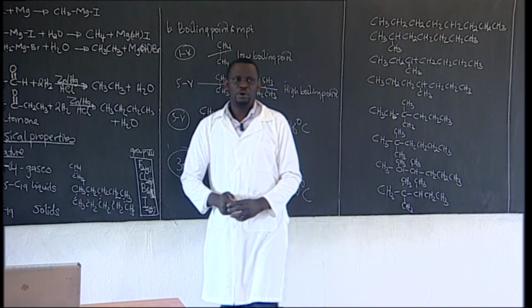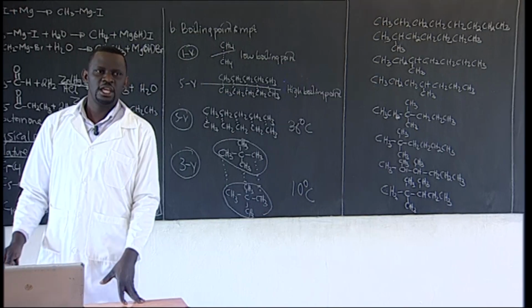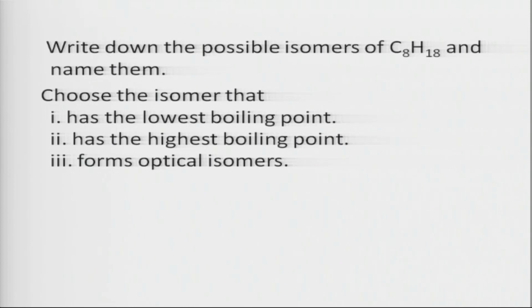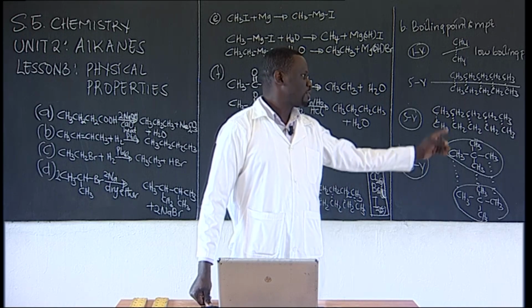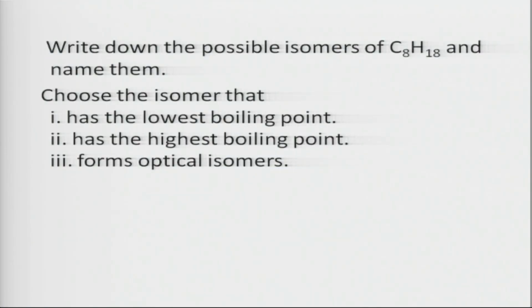They choose the isomer which has the highest boiling point, the lowest boiling point, and the one that forms optical isomers. So the students should look at those isomers and name them. Choose the isomer which has the lowest boiling point, the one which has the highest boiling point, and forms optical isomers.